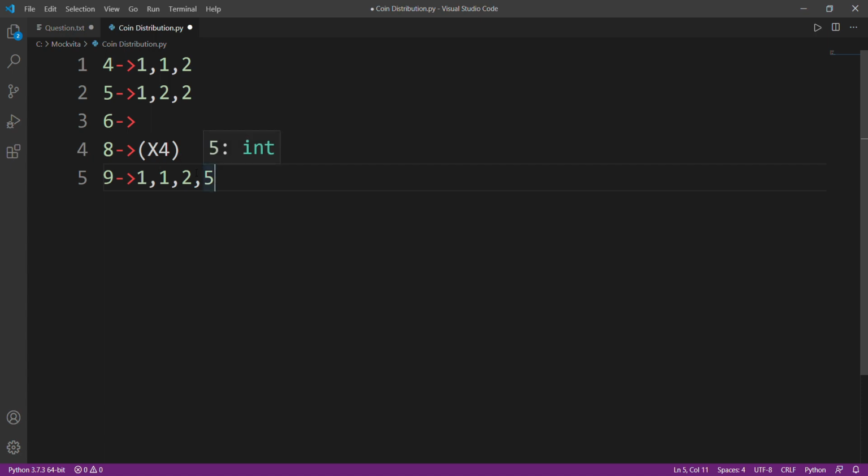And the reason is very simple. For 8, if we were using 5, then we were not able to make 4. But as soon as we came to 9, 9 minus 5 is equal to 4. So to make that 4, I have freedom. I have an option that I can choose. I can use 1 1 and 2. Okay, I hope you are getting what I'm trying to say.